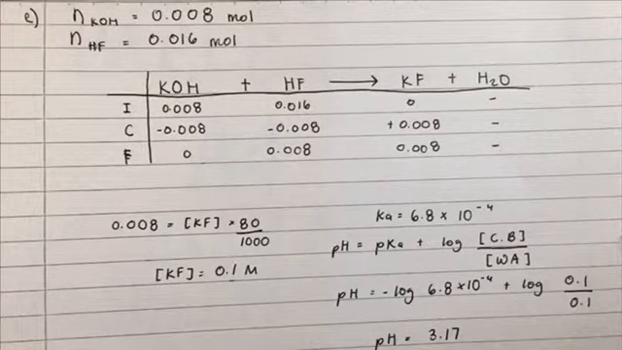Then you change the number of moles into concentration, so you get 0.1 molar, and then we use the given Ka to find the pH, by using pH equals pKa plus log of conjugate base over weak acid. Then you just plug in the information that you have, which is the Ka, and you get the pH, which is 3.17.